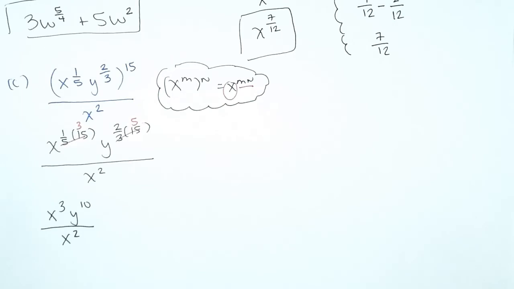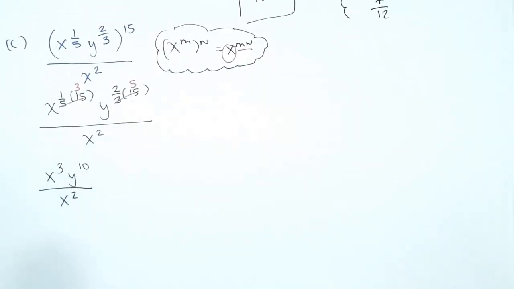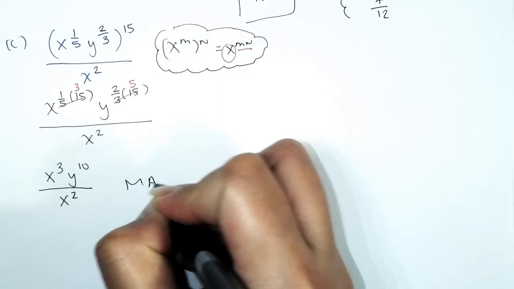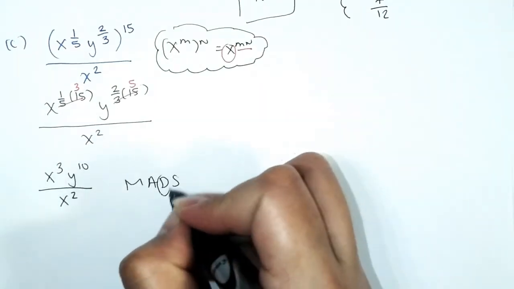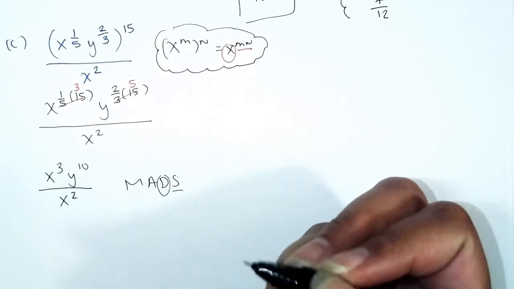Now we have to ask ourselves, is our answer reduced? In this case, the answer is no, because we have x's in the top and x's in the bottom. So let's go ahead and reduce. If you need the reminder, go ahead, vent out your frustrations, and then you will be quickly reminded that whenever you have a division problem, you're going to keep the base and subtract the exponent.